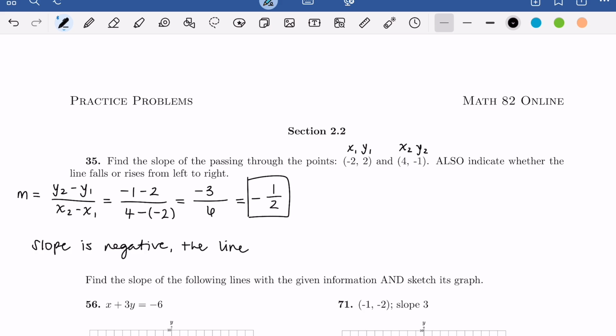So the line falls. This is because if we have a positive slope, that'll indicate that the line slants up or rises from left to right. And if we have a negative slope, this line is going to fall from left to right.